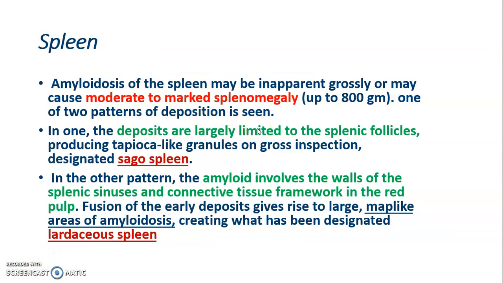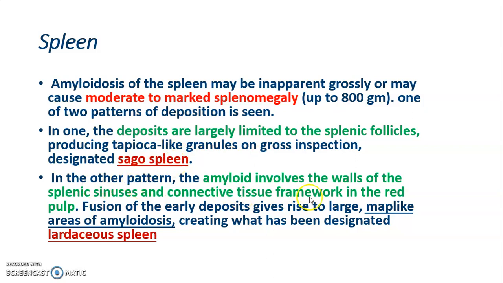Amyloidosis of the spleen may be inapparent grossly or it may cause marked splenomegaly. The spleen may weigh up to 800 grams. On the basis of how the amyloid is deposited in the spleen, there are two types of spleen. When the deposits are largely limited to the splenic follicles, producing tapioca-like or sago-like granules on gross inspection, it is known as sago spleen.